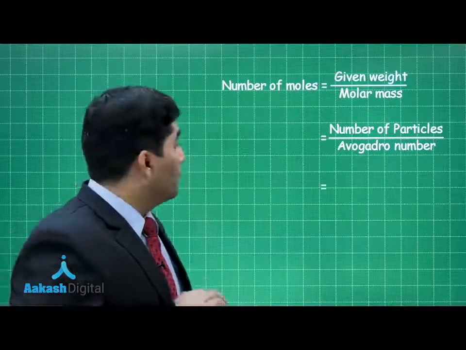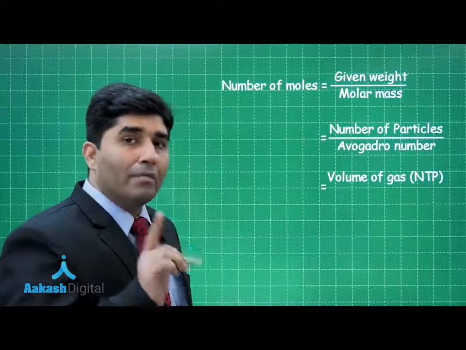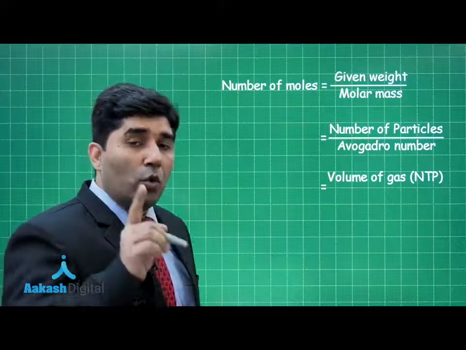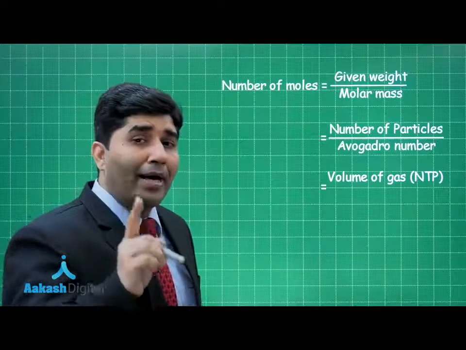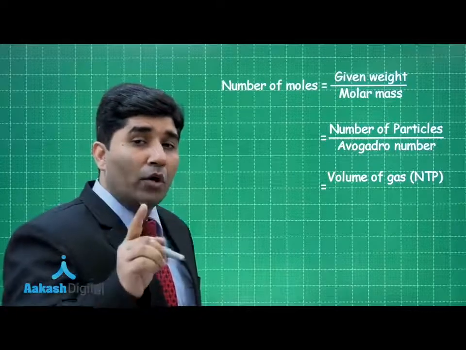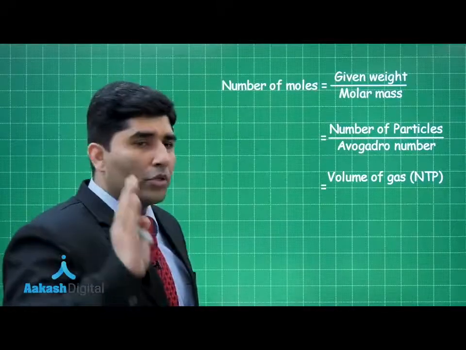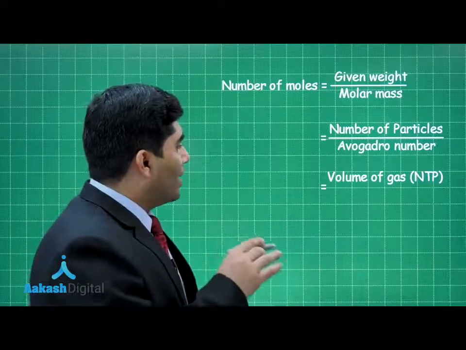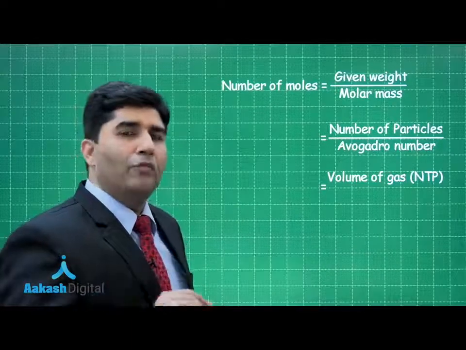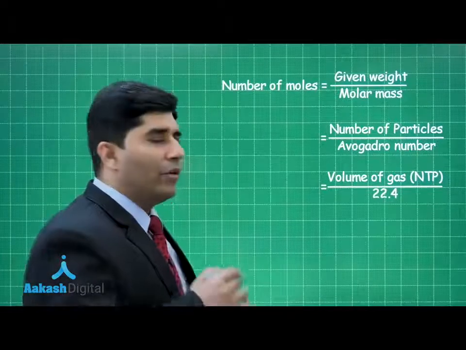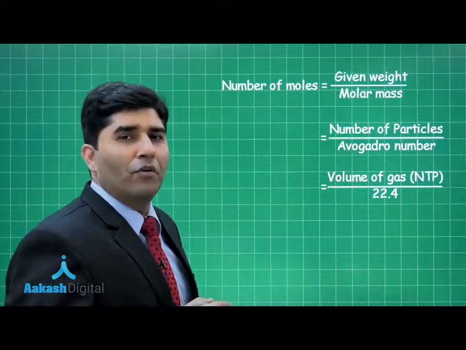Case number 3. If the volume of the gas at NTP is given, now again I am saying this formula is only for gas. Please don't make this mistake. Don't apply the formula for solid or liquid. It's only and only for gases. Suppose 10 liter of oxygen at NTP is given. If you divide it by 22.4 liter, you will get the number of moles. So that's how we find the number of moles.